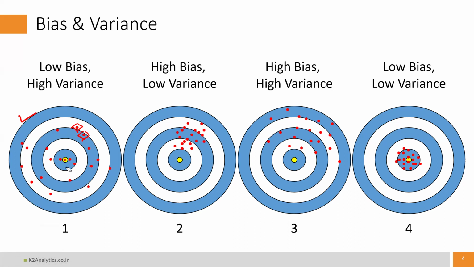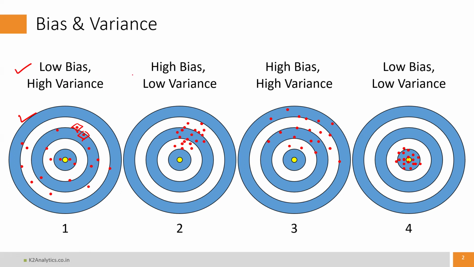When the data points are scattered all around the expected value, that is called dispersion, or scatter. And the more the scatter, the more the variance. In this case, we have low bias, high variance. Bias is low because the data points are scattered almost equally on all sides of the target value.